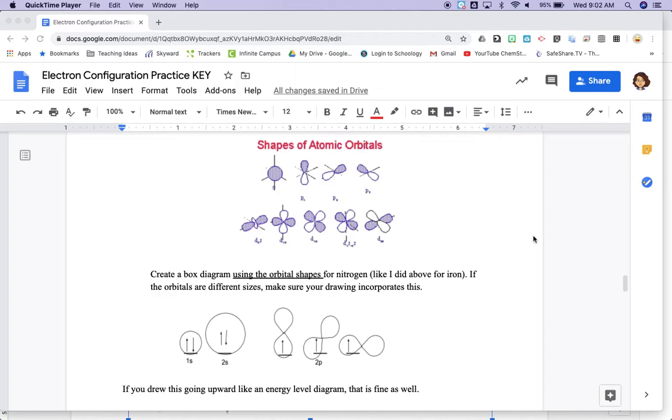Here's my drawing. I chose to draw it more like a box diagram than an energy level diagram. If you stacked it up, that was just fine. Obviously much simpler than iron because we don't have any of the d orbitals.